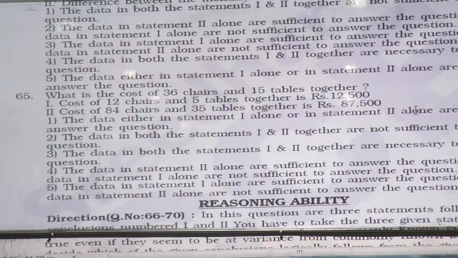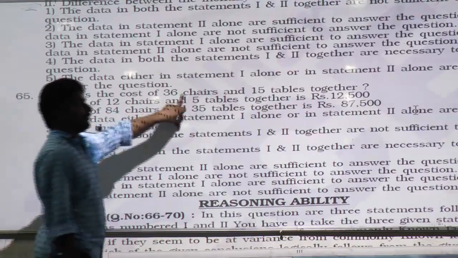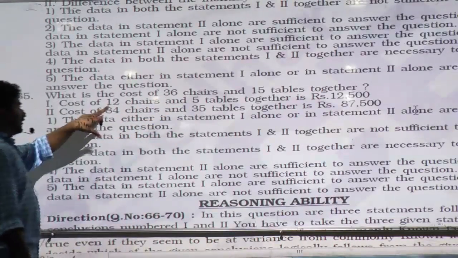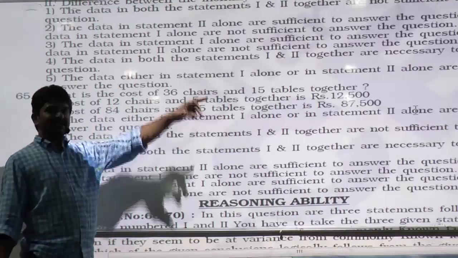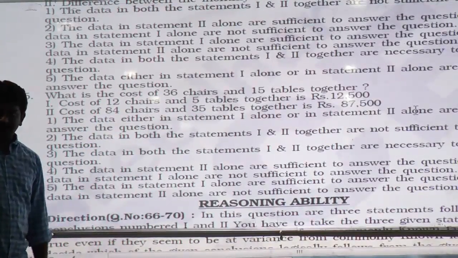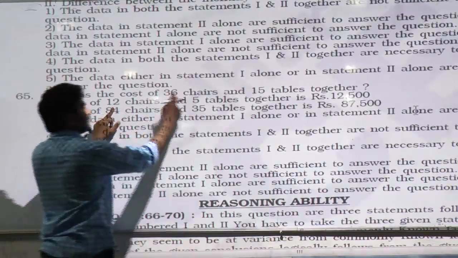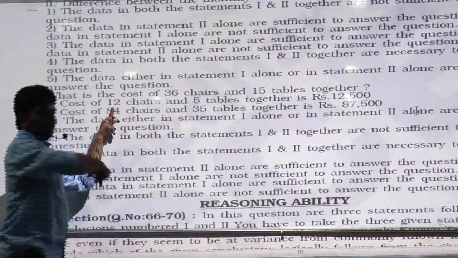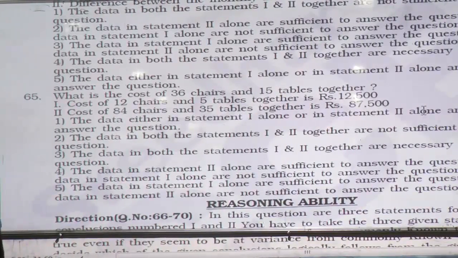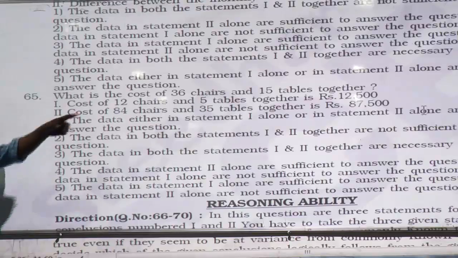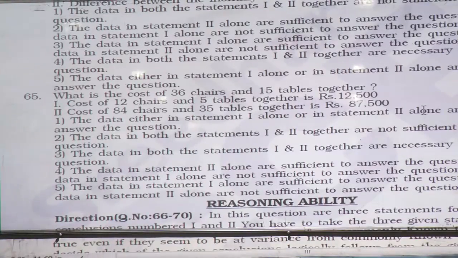What is the cost of 36 chairs and 15 tables together? Cost of 12 chairs and 5 tables is this much, 12,500. Will you get the answer? 12 3 times, 5 3 times. Same proportionate increase in chairs and tables. So the answer will be 3 times 12,500. Will you get the answer or not?